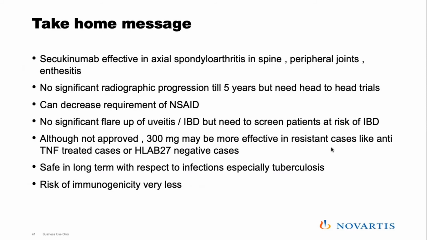So summarizing, secukinumab is effective in axial spondyloarthritis in spine as well as peripheral joints and enthesitis. There was no significant radiographic progression till 5 years, but we need head-to-head trials. It can decrease the requirement of NSAIDs. There was no significant flare-up of uveitis or IBD, but again we need to screen patients at risk of IBD. So 300 mg dose may be more effective in resistant cases like anti-TNF treated cases or HLA-B27 negative cases. It is completely safe in the long term with respect to infections, especially tuberculosis, and the risk of immunogenicity is very less. So thank you very much.